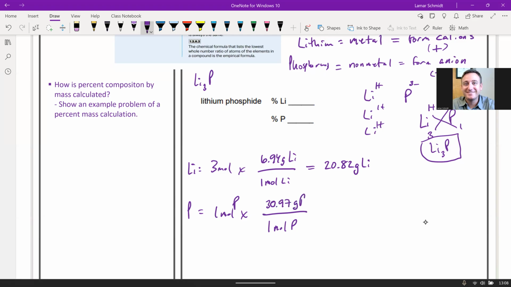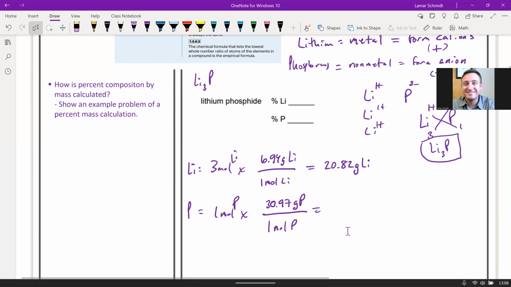30.97 grams of phosphorus. Notice I put unit and substance in a dimensional analysis. They say grams, and the substance, grams of lithium, moles of lithium. Except for right there. Now I fixed it. And moles of phosphorus, grams of phosphorus.